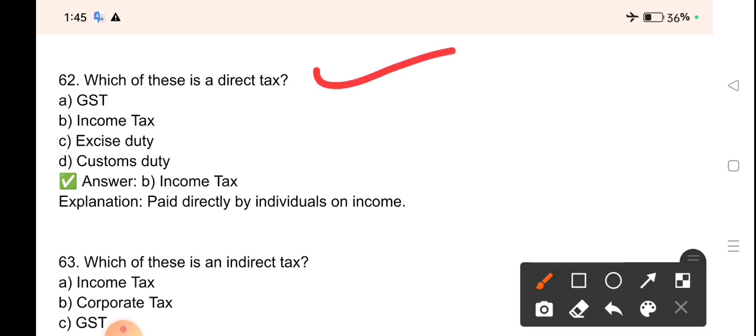Which of these is a direct tax? GST, income tax, excise duty, customs duty. Income tax is a direct tax paid directly by individuals on income.